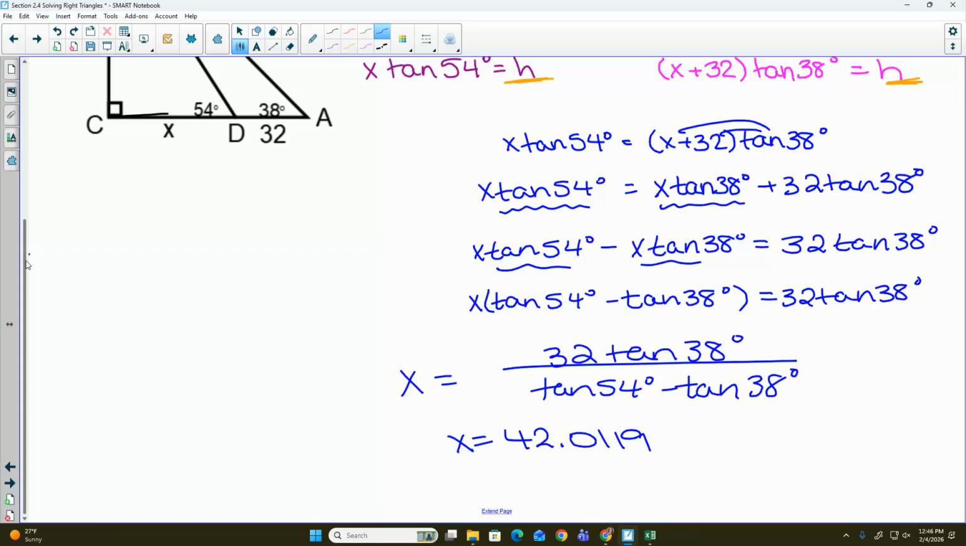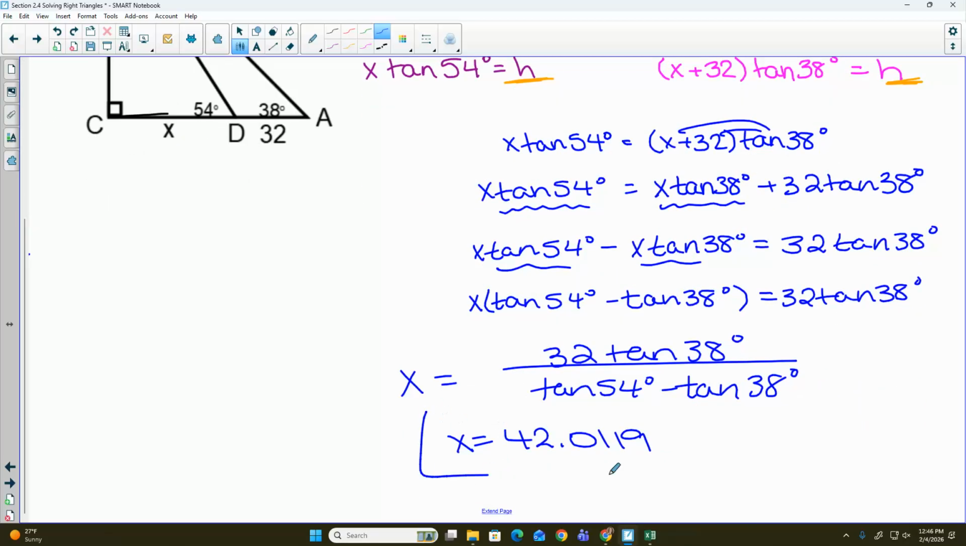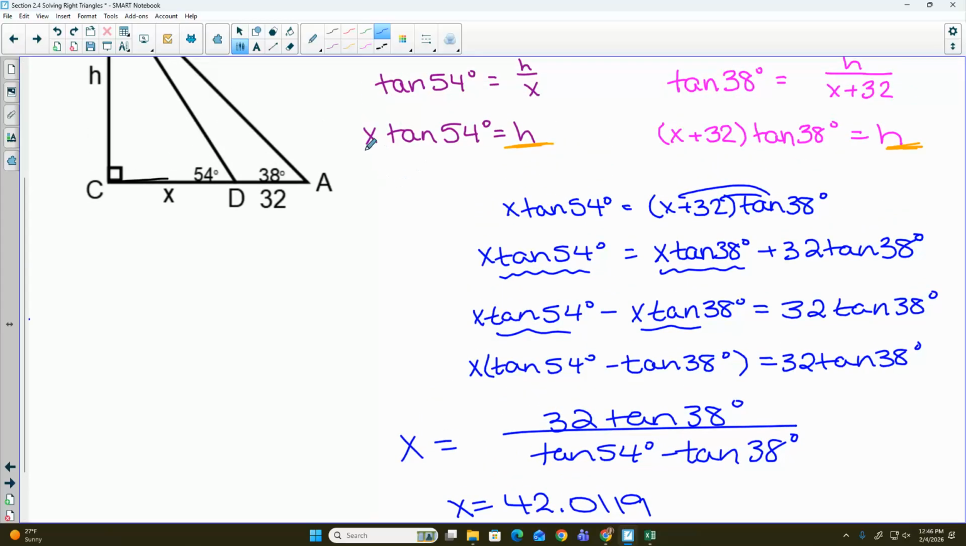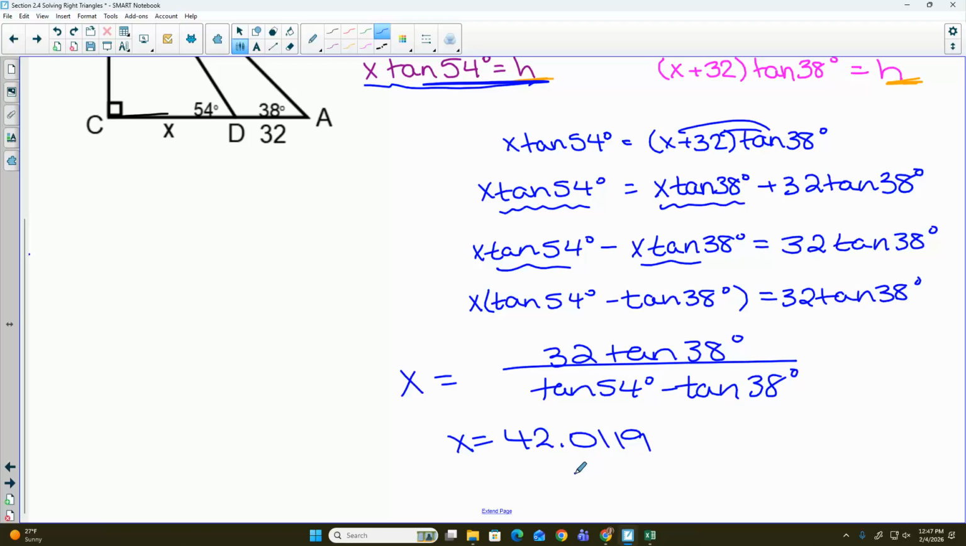Remember, the original problem asked me to find x, so I'm done. If I asked you to find h, what would you have had to do? Yeah, or you could even go back here. We already have a formula for what h is equal to and plug it in there. If I didn't specify, but if I did significant digits, I only gave you 2 in the problem, so we would round this to 42.